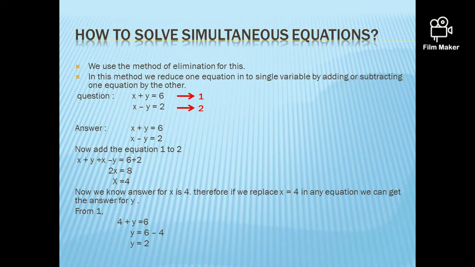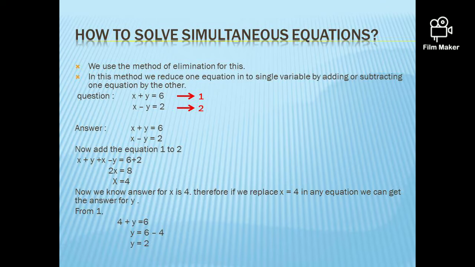If you add these two, x plus x turns into 2x, plus y and minus y get cancelled, and the answer turns into 8. Therefore, 2x = 8, where the equation reduces into a one variable equation. With that, you can find the value for x. x = 4.